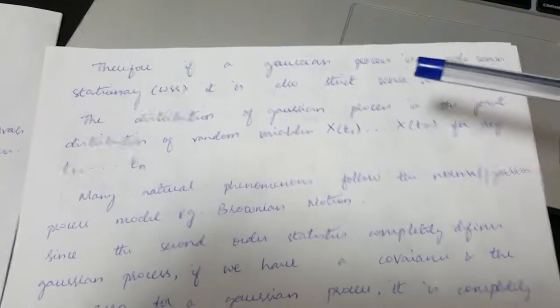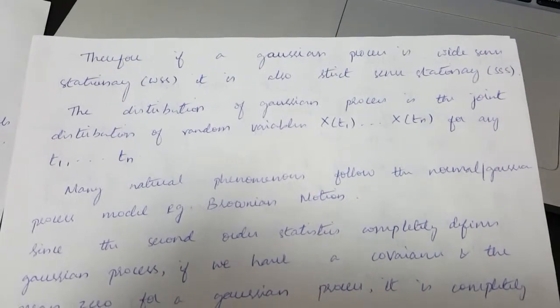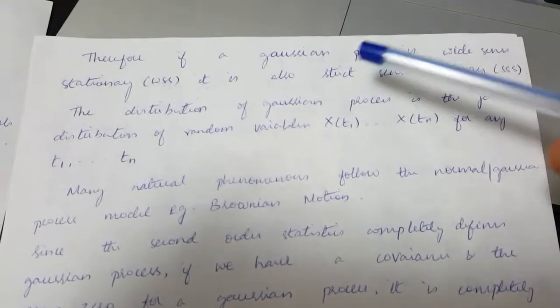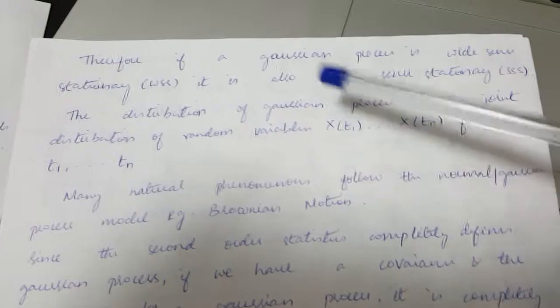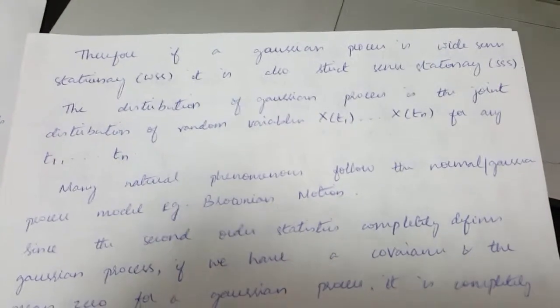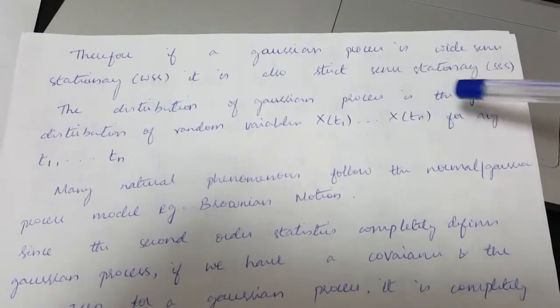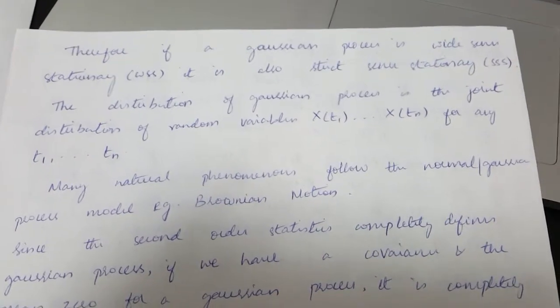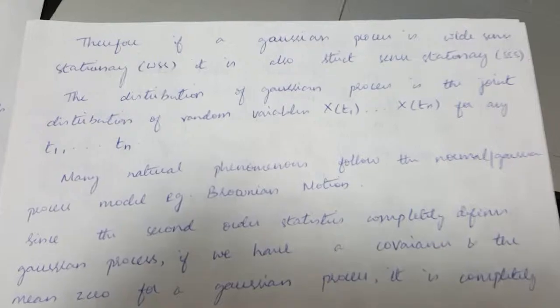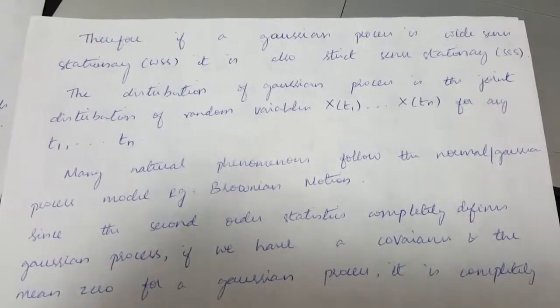If a Gaussian process is wide sense stationary, it is also strict sense stationary, because wide sense stationary only considers up to the second order statistics, while strict sense stationary is a more exhaustive and stringent stationary condition.